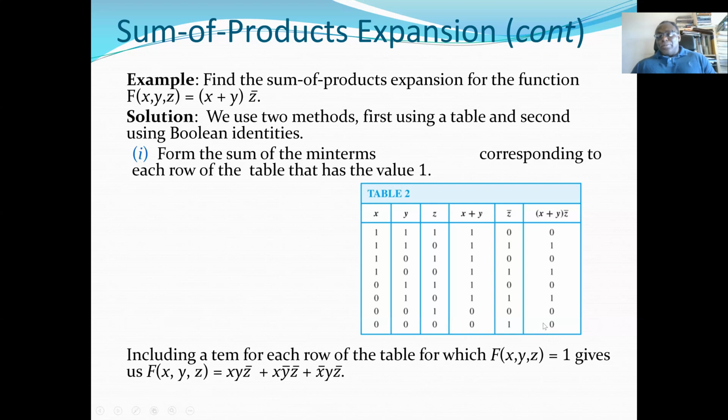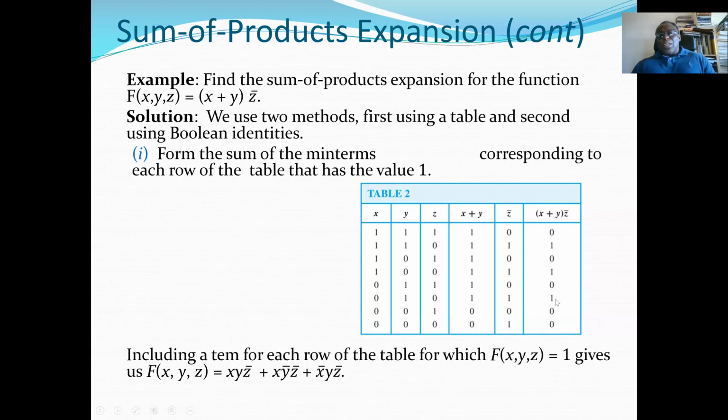So again, in the first example, the expression was not given, because the output of the function already is given. In this example, the truth table was not given. The expression is given. So if we have the expression, we can again develop the truth table and the output of the function. So right now we have the output of the function. Here we have 3 ones.